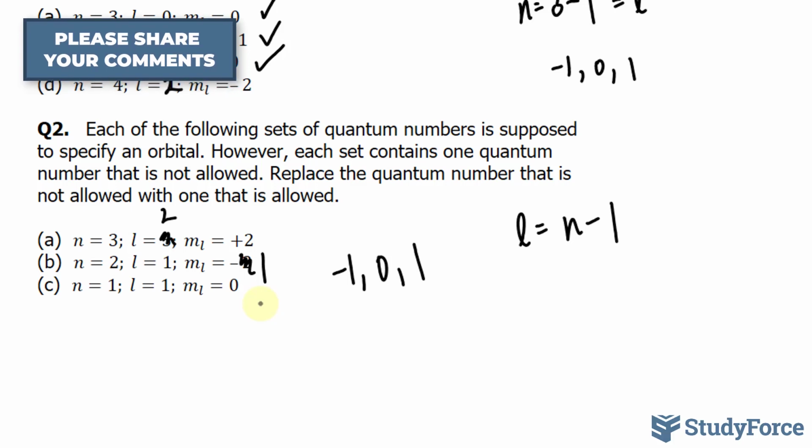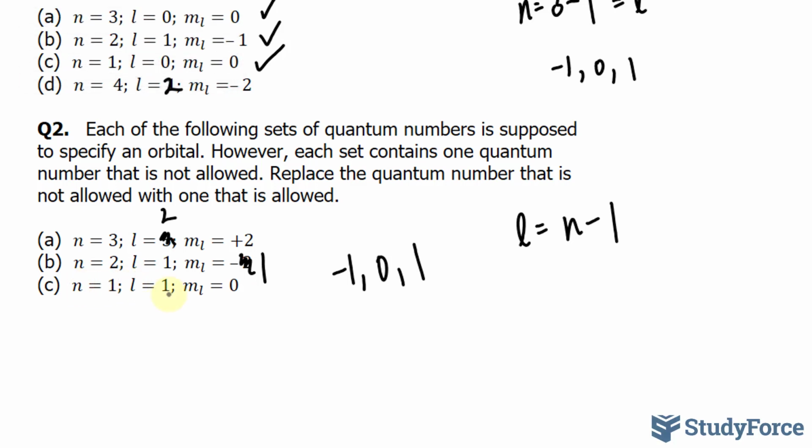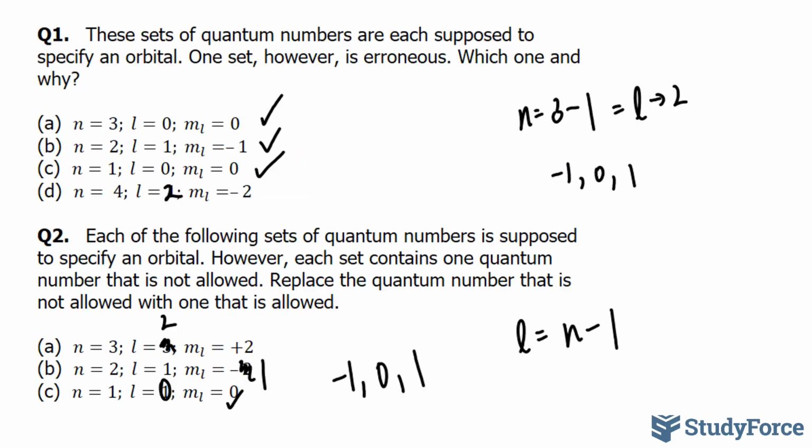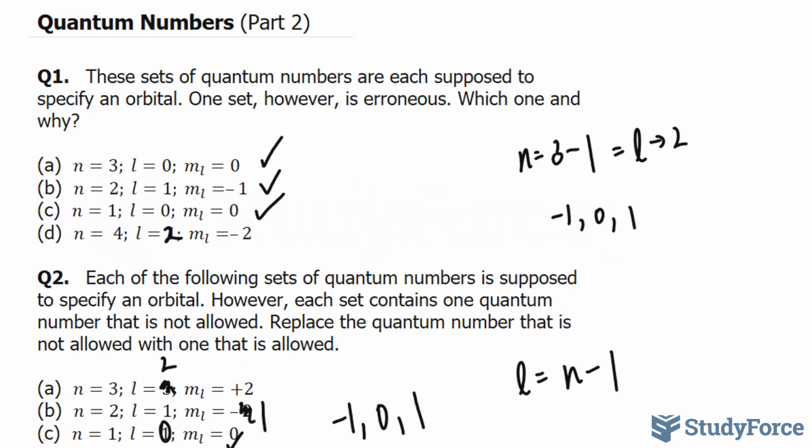Finally, in question C, n is equal to 1 and L is equal to 1. That's impossible. This should be 0, and if that's 0, this is correct. And there you have it. Two more examples on quantum numbers.